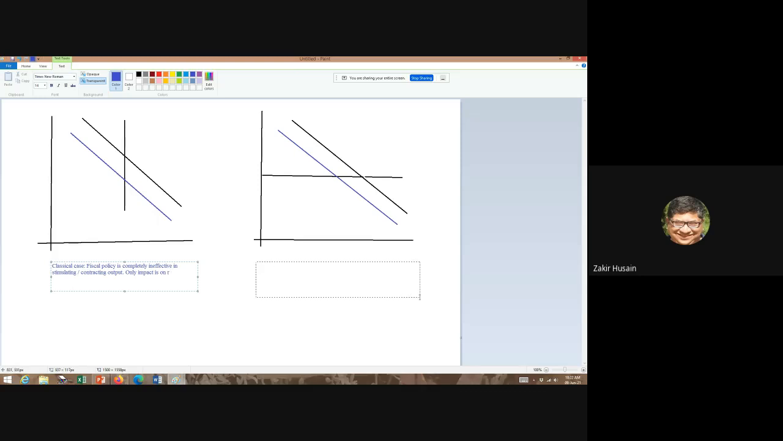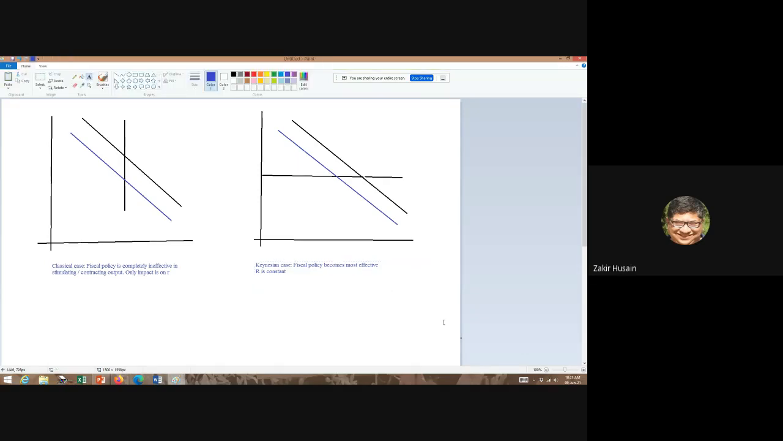On the other hand, in the Keynesian case, fiscal policy is the best policy that we should introduce, and R is constant over here. Well, not constant, but it doesn't change. So this was question 6, you can see.